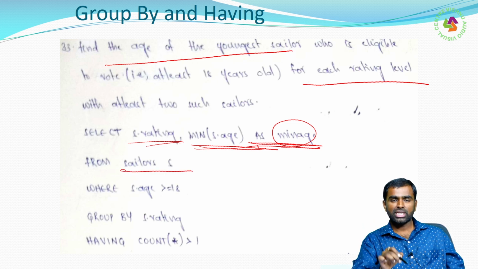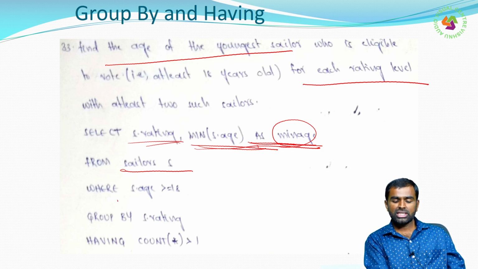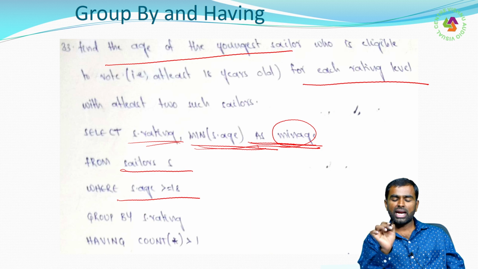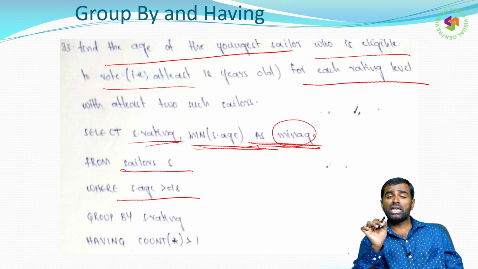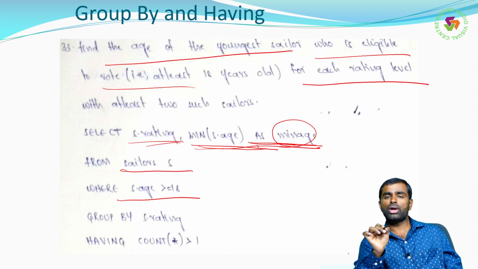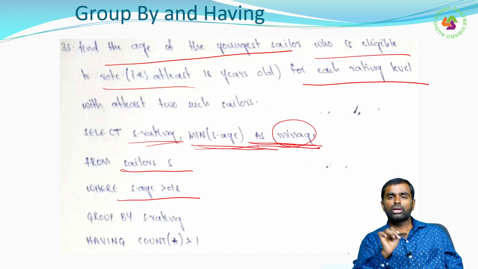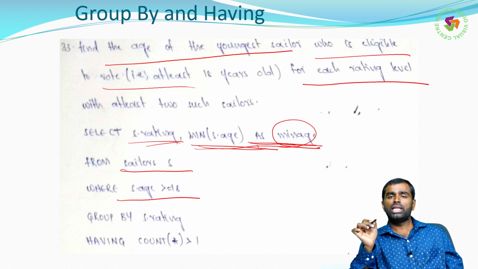For which table do you need this? The sailors table is enough to find the rating and age, since both are in the sailors table. Where S.age is greater than or equal to 18. Here a condition is given: who is eligible to vote. This is the condition for each and every sailor, so we have to give the condition in the where portion. In the where portion you give S.age greater than or equal to 18, meaning each and every sailor must have voting age.